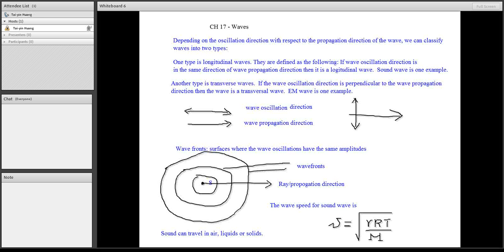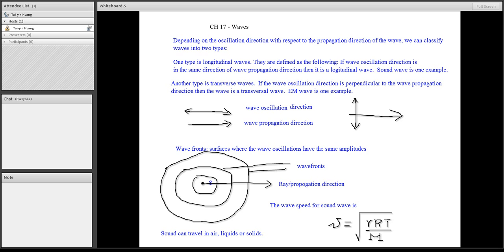Chapter 17 is the last chapter of Physics 213, and the focus is on waves. Depending on the relative directions of the wave oscillation and the wave propagation direction, we can cast the waves into two different categories. One is called the longitudinal waves.